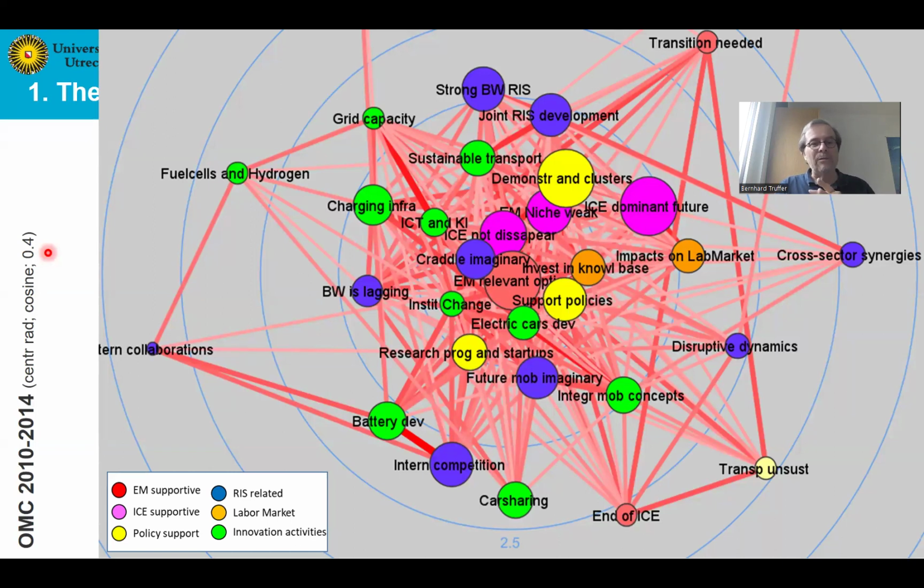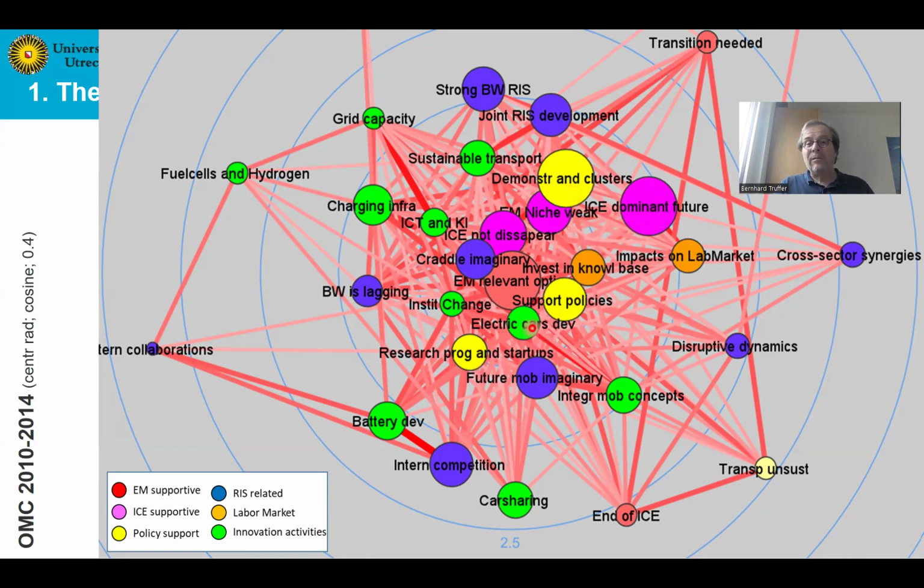So here you see the first period from 10 to 14 as a one-mode concept network. And what you see immediately is that in the middle, you have a code called "EM is a relevant option", which means a sort of lukewarm support of saying, yeah, we have to engage ourselves with the electromobility topic, which before was always denied to have any relevance for the region. But it was strongly connected, as you see, to these purple nodes, which are supportive to the internal combustion engine, which would say, well, the internal combustion engines will never disappear. The electromobility niche is weak anyways, and the ICE will be the dominant future anyways.